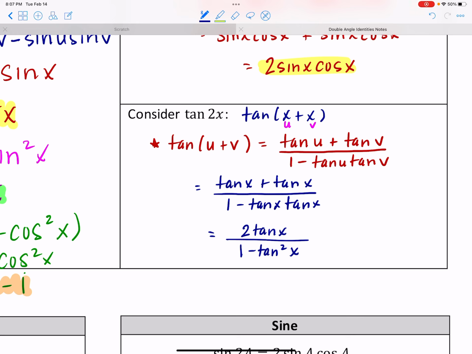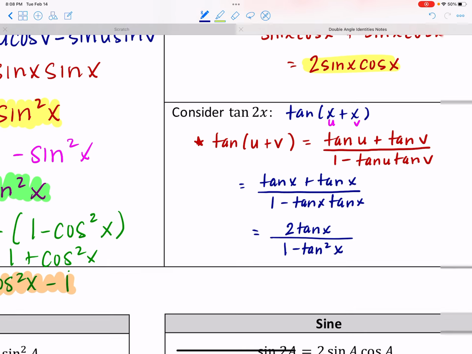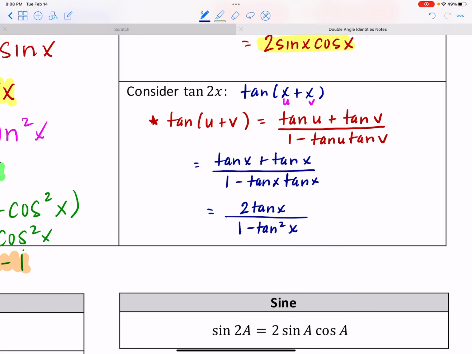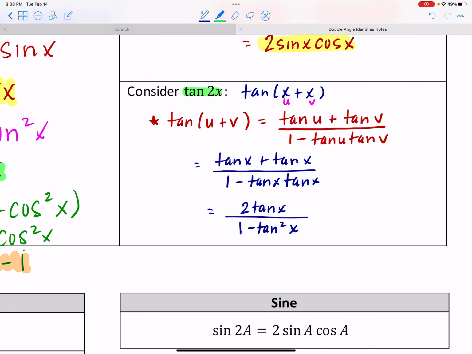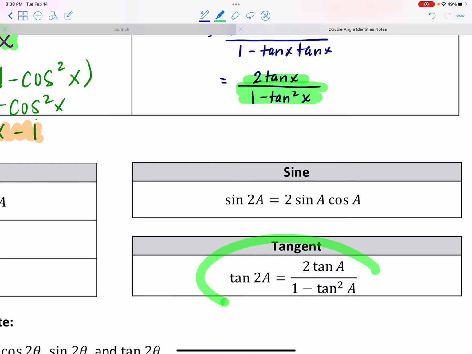Now I could possibly look for swapping some things out here, but the alternative forms for tangent aren't going to be as useful as the alternative forms for cosine. So we're going to stick with the tangent of a double angle being equal to twice the tangent of that angle divided by 1 minus tangent squared of that angle. And that's the identity that we see happening here.